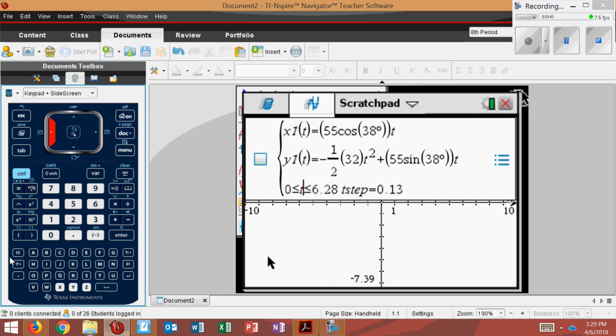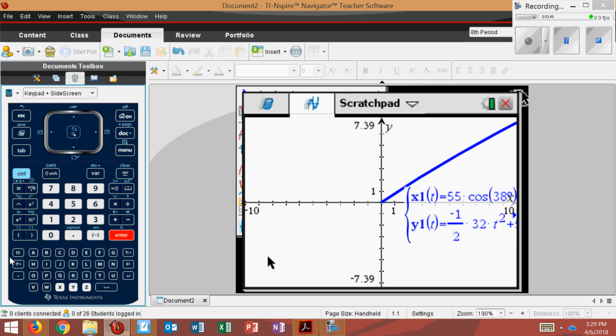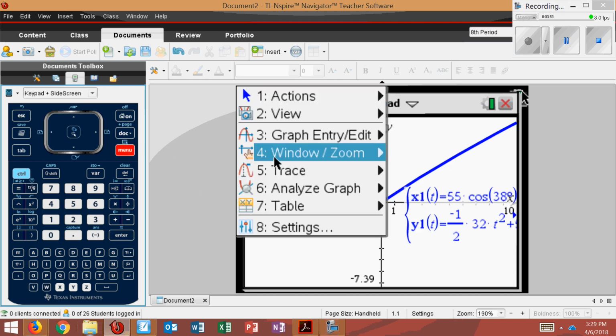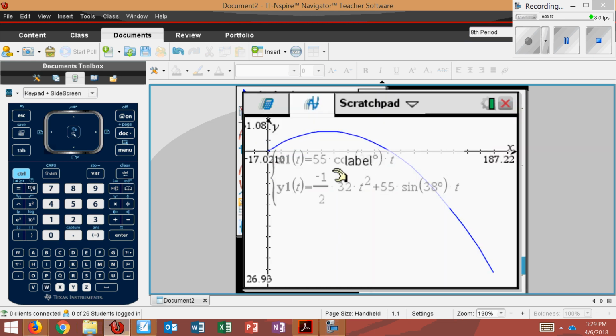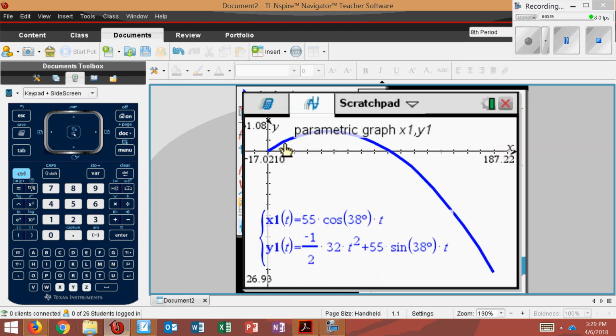Now when we kick it, we're not going to kick in negative time. And this will probably be way longer than the ball's ever in the air. So I'm just going to say like 4 seconds. Like that. Now here's the flight of the ball, but I want to be able to see it all. So I'm going to window zoom, and I'm going to zoom fit. And here's the flight. So you can see this was way too much time. The ball would have hit the ground and kept on going.